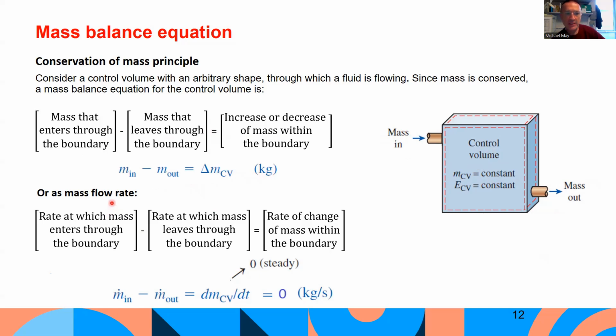But in terms of mass flow rate, we say that the rate at which mass enters through the boundary minus the rate at which mass leaves the boundary equals the rate of change of mass within the boundary. So the same, but just in terms of flow rate. And mathematically, it's expressed like this. The rate of change of mass within the boundary for steady state flow should equal 0. It means we're not accumulating any mass in here, or depreciating the mass in there. It stays constant. So m dot in minus m dot out equals 0.